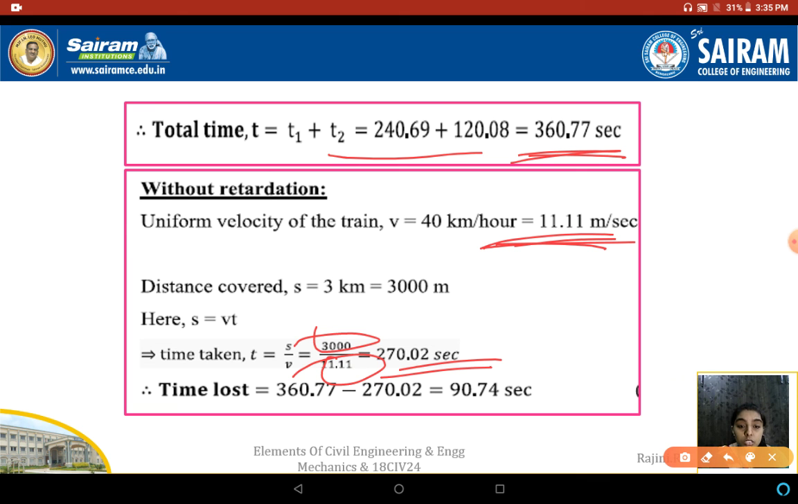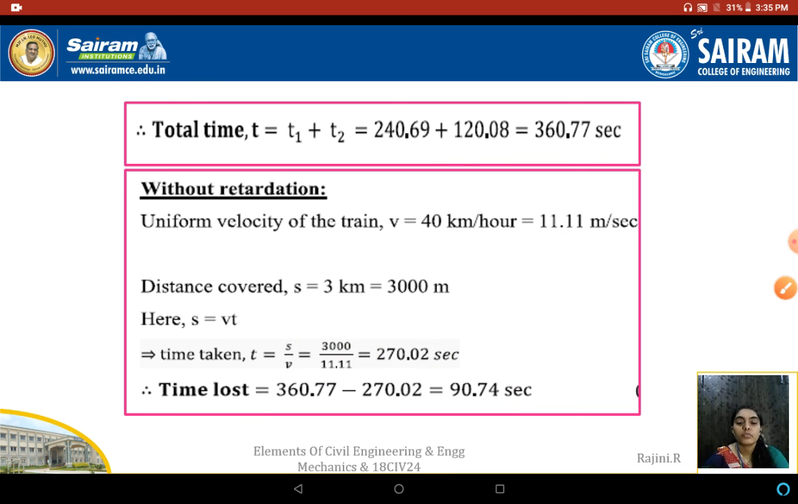So time lost. How much time loss happened while stopping the train? Time lost is 360.77 minus 270.02, which is 90.74 seconds. So here we got the time loss as 90.74 seconds. So I think more than 1 minute we have lost in stopping the train. So thank you. We will see the next problem in the next session.